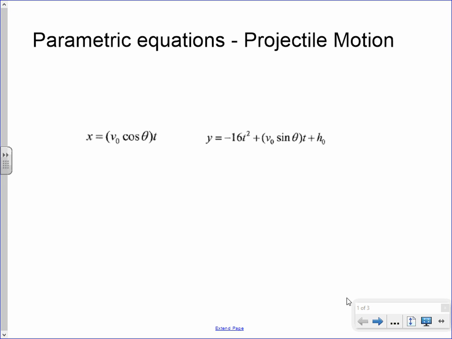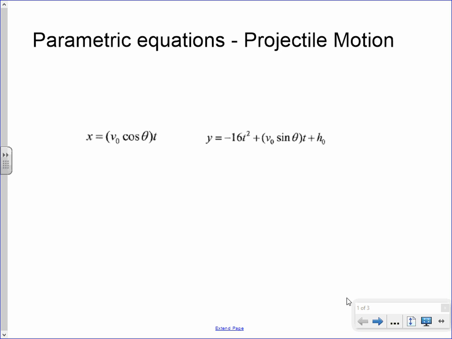What specifically we're going to look at is when we're projecting something into the air with an initial velocity, but also at a particular angle, okay? So instead of just throwing something straight down or straight up, we're going to project something at an angle, like shooting a slingshot or catapulting a pumpkin or things like that, okay?